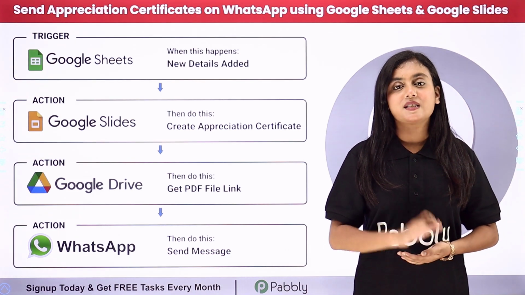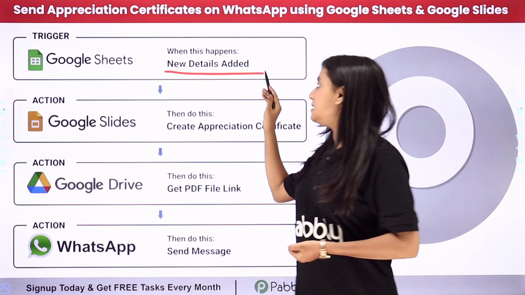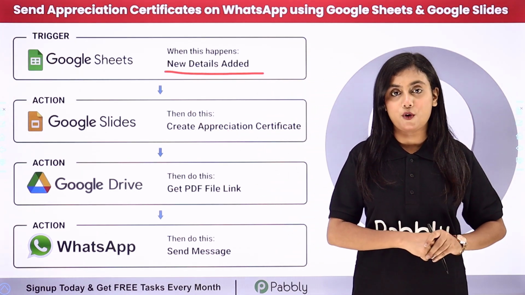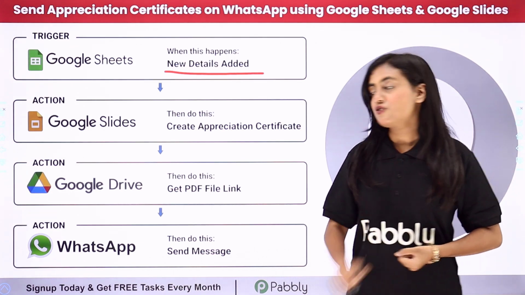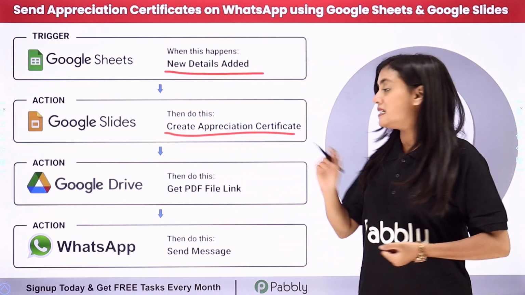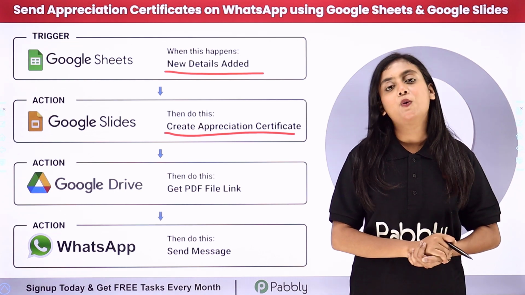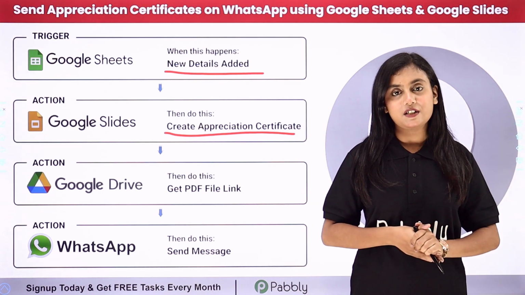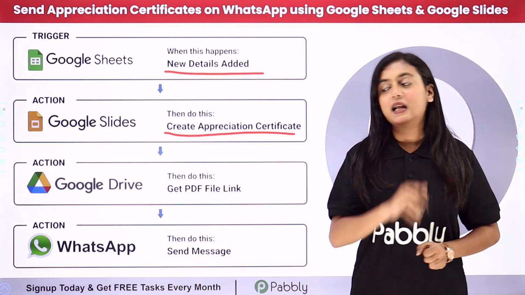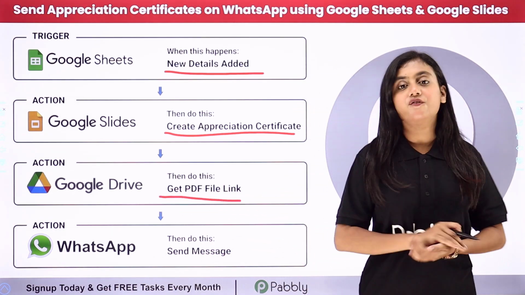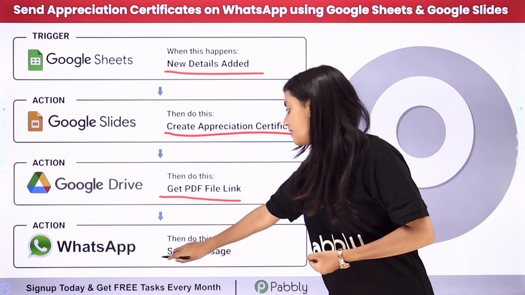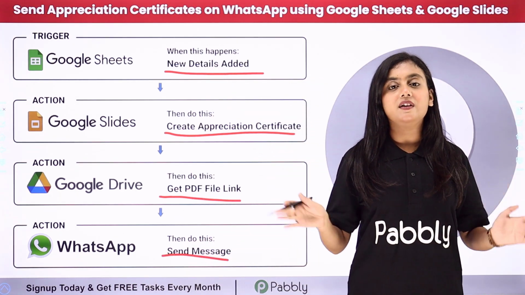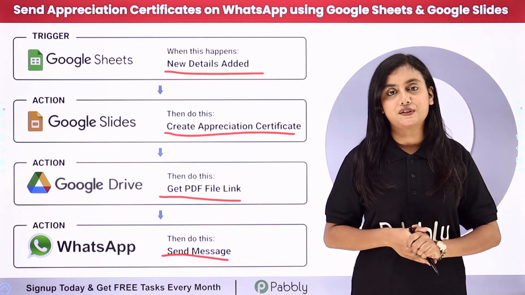So my objective is that as soon as I add the details of my employees for whom I want to create appreciation certificates in my Google Sheets, automatically with the help of the details, an appreciation certificate should be created with Google Slides, as we have already created a template of the certificate in our Google Slides. And with the help of Google Drive, we are going to receive a PDF file link which is going to help us send a message to all of our employees whose details we have added in our Google Sheets with the attachment of the PDF format of the certificate.